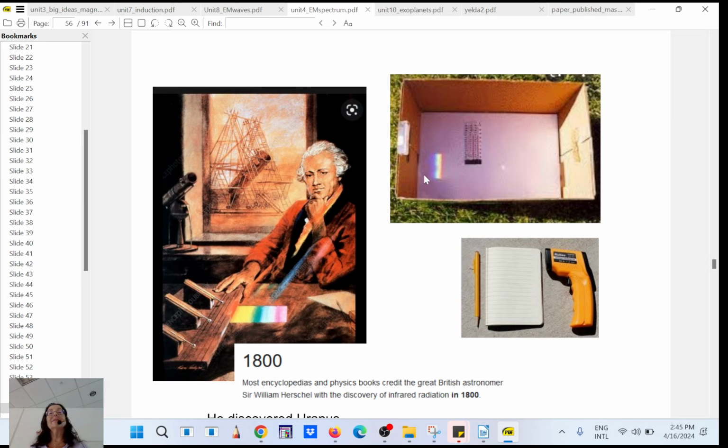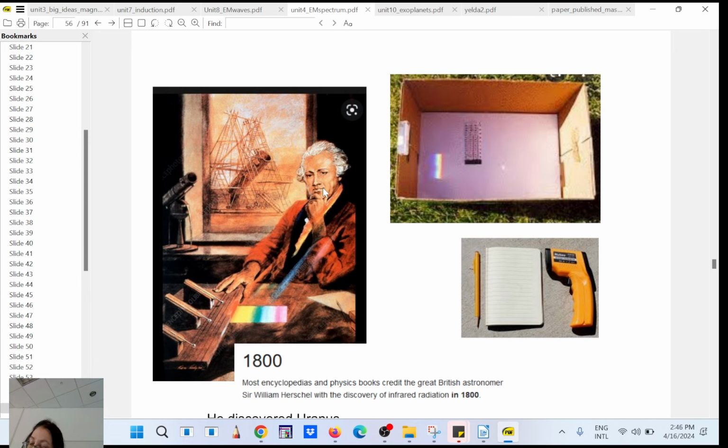So you can do that on your own. Okay, you can have a box here, you have a prism, you have to orient the box the right way. You have your rainbow. You take a thermometer here, you bring it close to the red, not quite the red, just after the red, and you see the thermometer increase. Isn't that interesting? Okay. William Herschel was an astronomer.